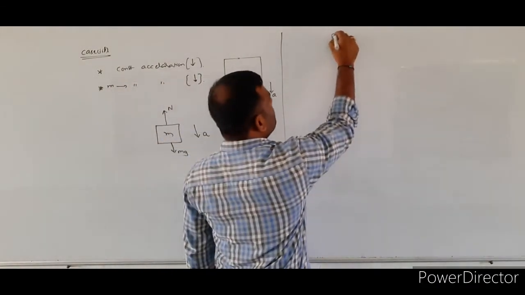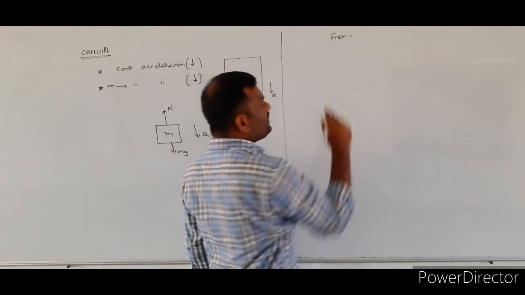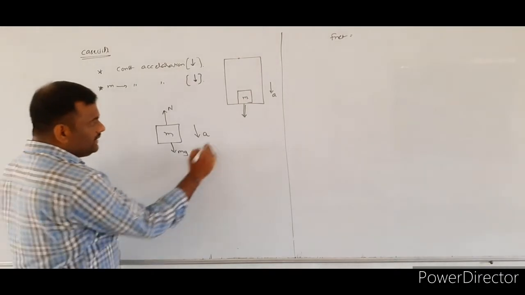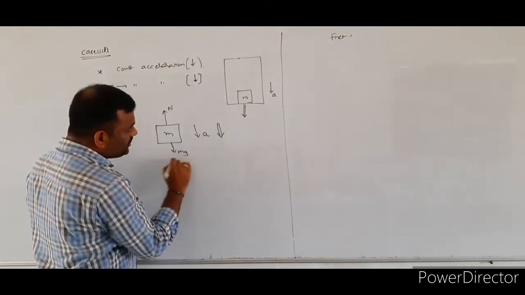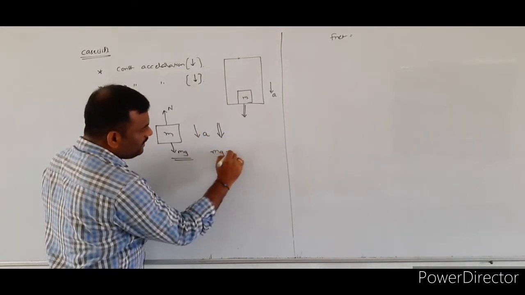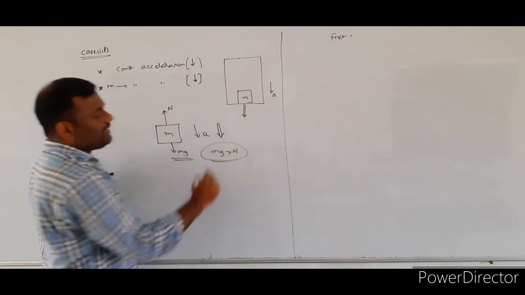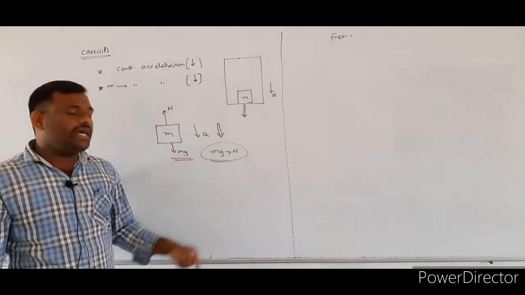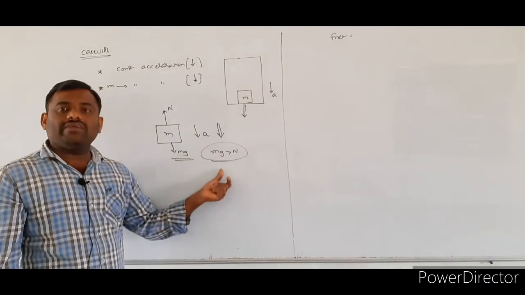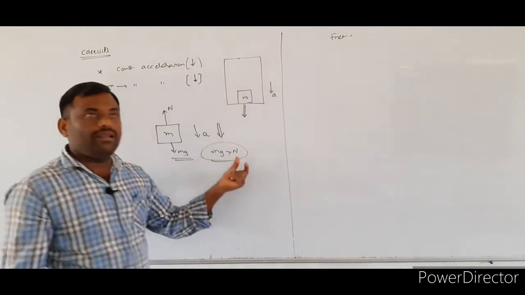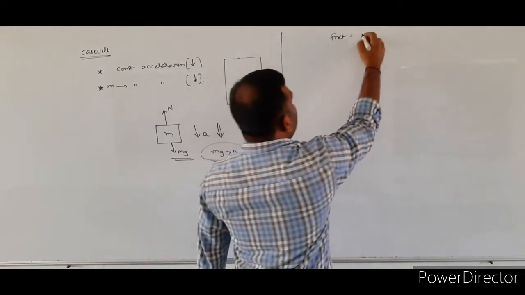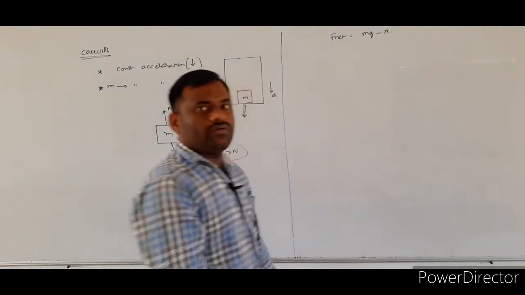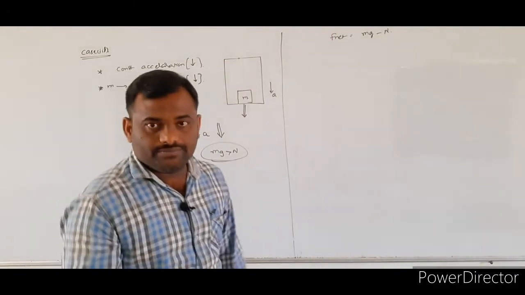Now we will write F net acting on the given block. Here the motion is in the downward direction, so we say the weight of the block is greater than the normal reaction, since the block is moving downward. So F net is equal to mg minus N.